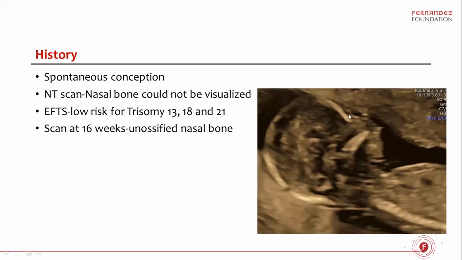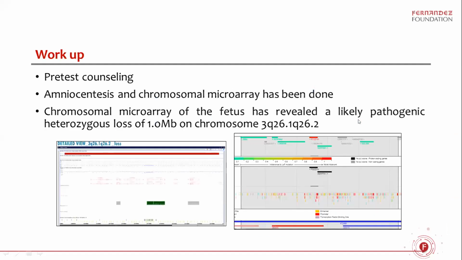The scan at 16 weeks showed that the nasal bone is not ossified, or aplastic nasal bone. Again, pre-test counseling was done. Amniocentesis and chromosomal microarray were opted for by the couple, and the chromosomal microarray of the fetus revealed a heterozygous deletion of again 1 MB on chromosome 3q26.1 and q26.2. This red line is the deletion seen in the fetus. If you look into the databases, this is the fetal deletion, and children with deletions smaller than the red one were found to have global developmental delay and seizures. Specifically in this region, the TDCD10 and SERPIN1 genes are the genes responsible for this phenotype.